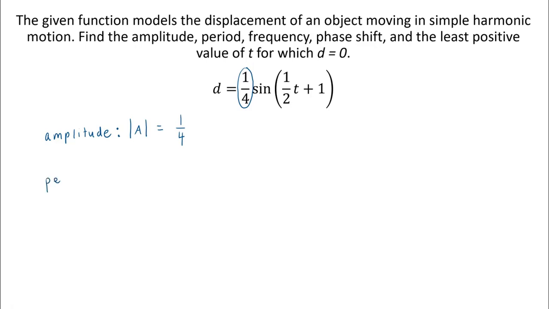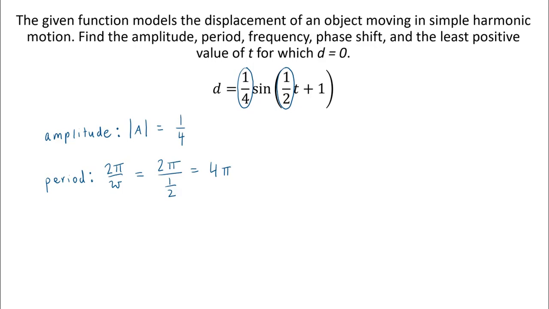All right, let's find the period now. And remember that the period is 2 pi over b, or in this case, it's 2 pi over omega. Our b, or omega in this case, is the coefficient of the independent variable t. So here, omega is 1/2. So we would have 2 pi over 1/2, which is the same thing as 2 pi times 2, which gives us 4 pi.